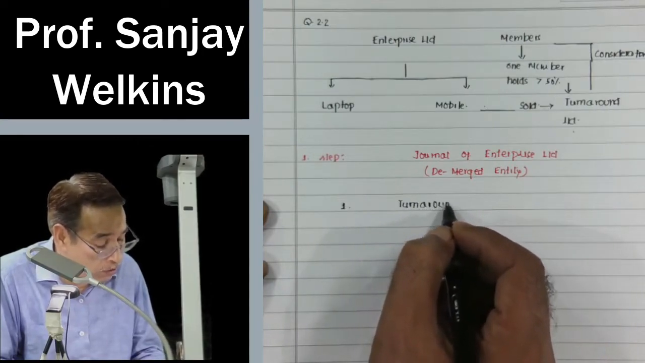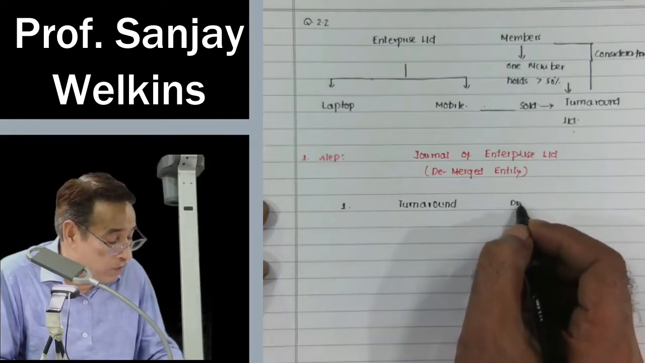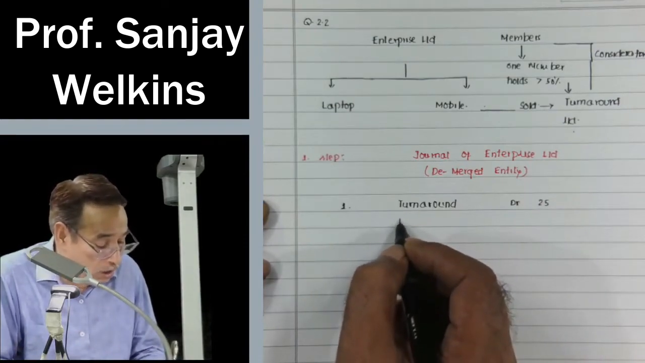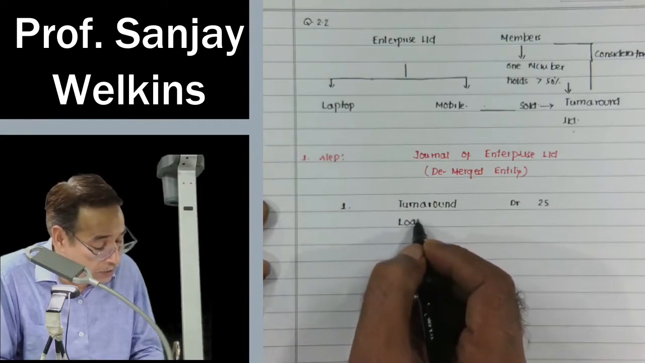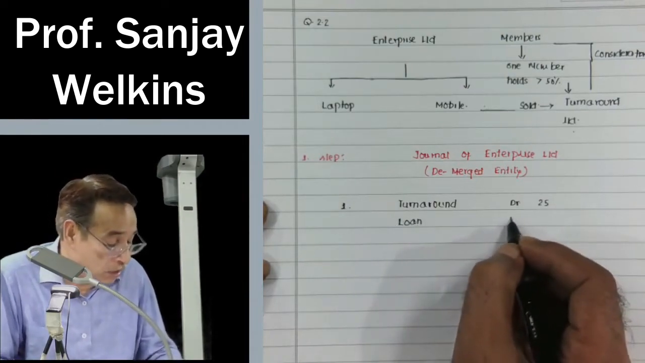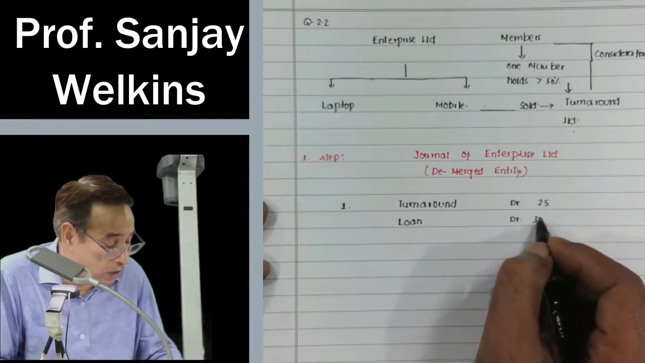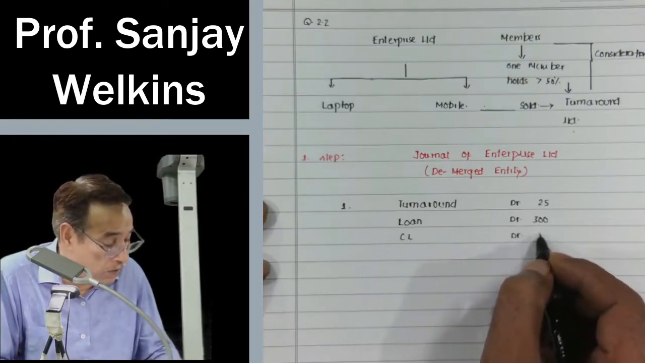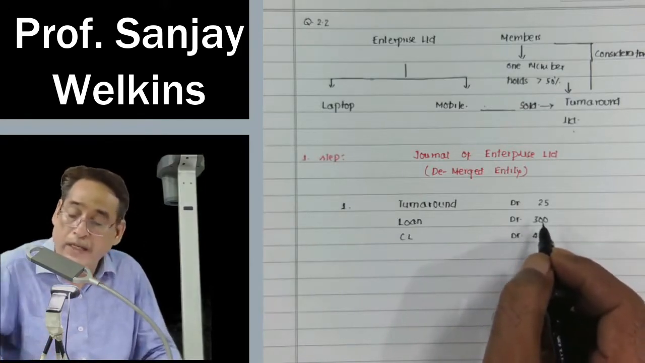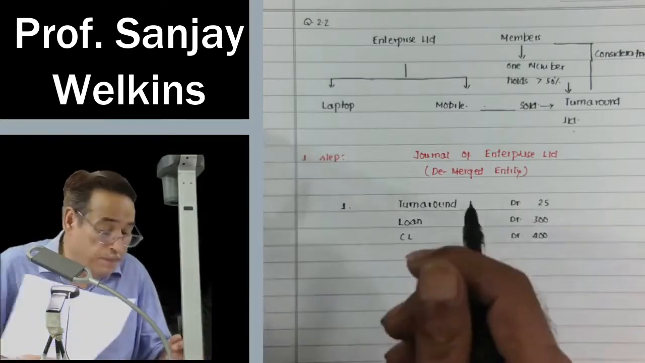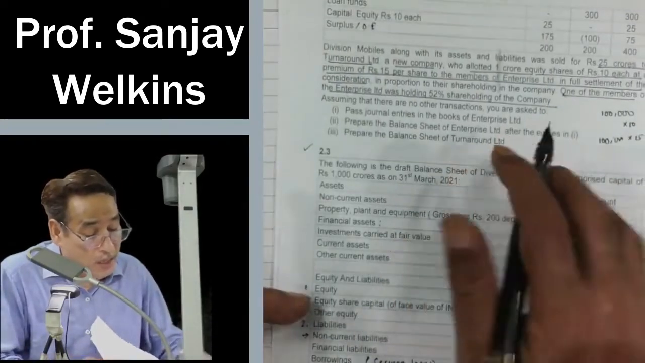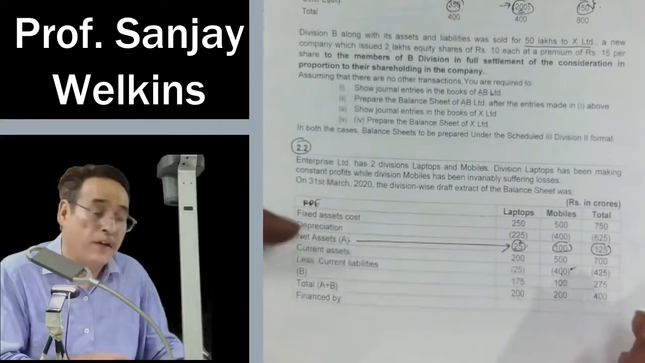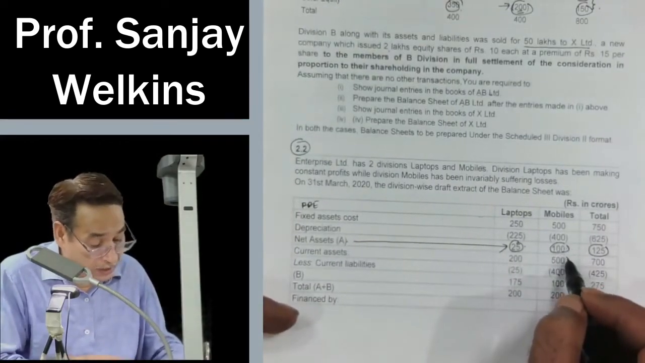Turnaround Limited, because you are selling one of your divisions to Turnaround Limited and you are supposed to actually receive 25 crores. Correct? Then you will look into the column of Mobile Limited and extract all the liabilities. Similar to the last question, loan amount, however, this time is 300. And current liability amount, which we just saw, was 400. I'm talking about Mobile Division. If you look here carefully, this is Mobile Division. And the loan amount is 300, as I told you. And current liability of Mobile Division is actually 400. And their assets net value is 100 and current asset is equal to 500.